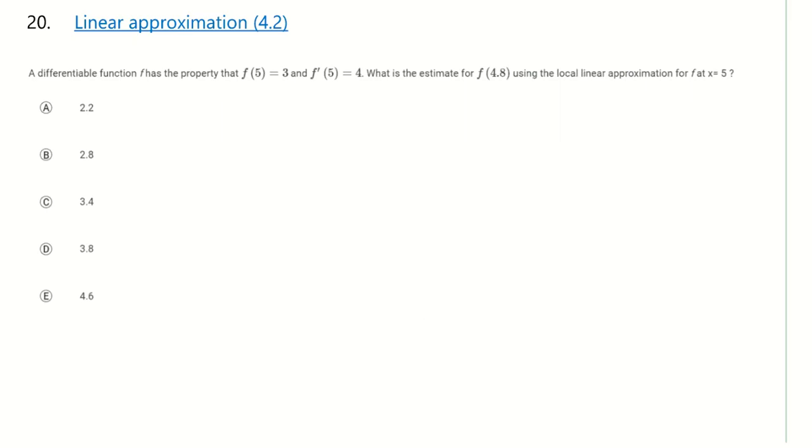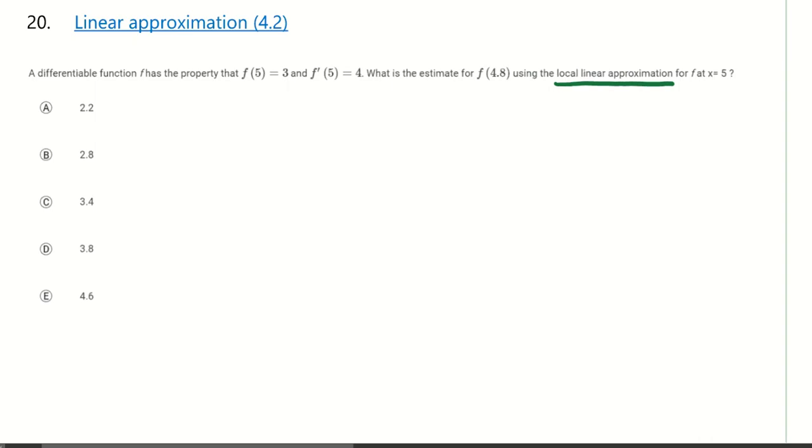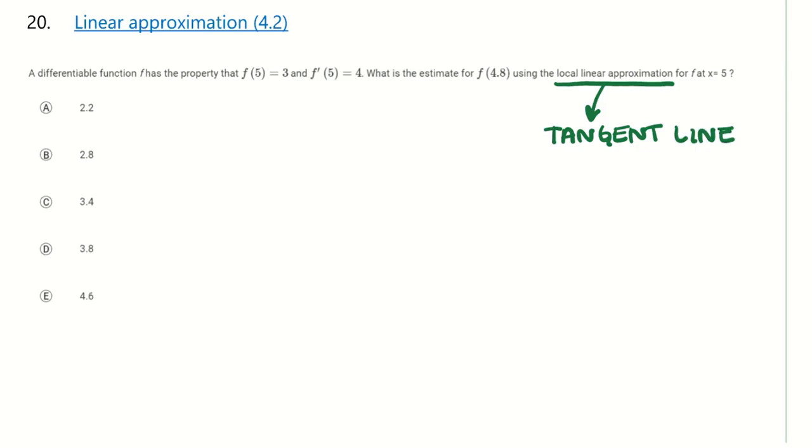So I might go over here and say, all right, we've got local linear approximation. That's something. We need to use the tangent line. It's interesting that they didn't actually just use the word tangent line. But maybe that was part of the difficulty. The problem is that you need to know that local linear approximation means use the tangent line.